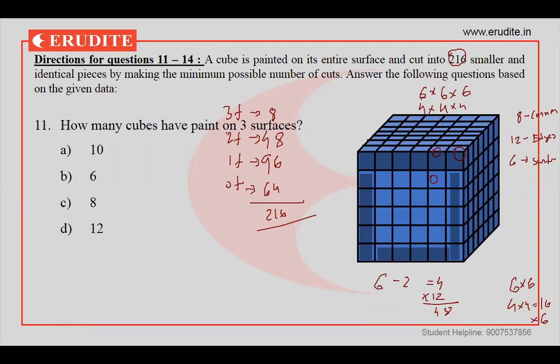How many cubes have paint on 3 surfaces? 8. Option C. Paint on 2 surfaces? 48. Option A. 1 surface? 96. Option A. Not paint? 64. Option C.